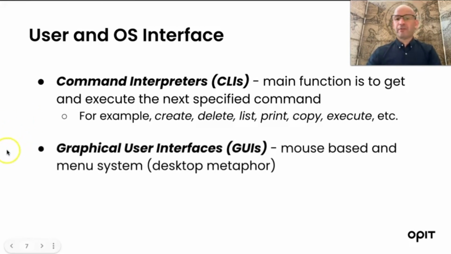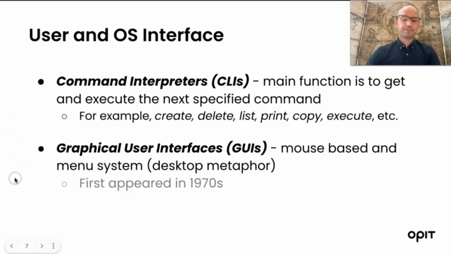And then the graphical user interface is the mouse-based and menu-based system. So a desktop metaphor, traditionally on a desktop or laptop. So a Mac GUI or a Windows GUI, or even these days a Linux GUI, right? So it allows us to basically point and click, or if we're using a touch screen, touch on an application to open it, as an example.